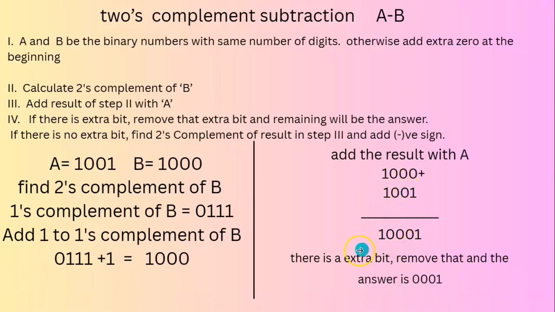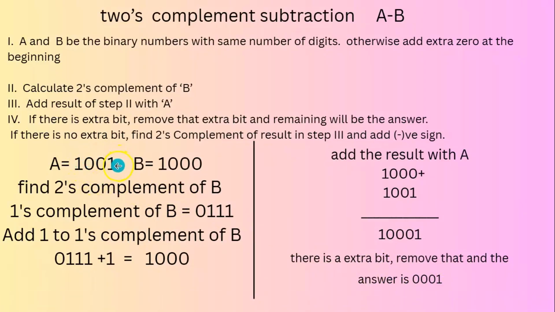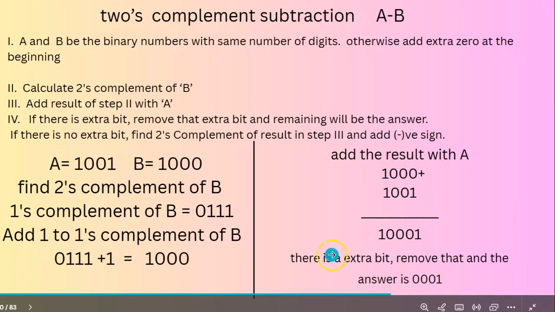Now there is an extra bit, isn't it? So you remove that and the answer is the remaining bits, that is 0, 0, 0, 1. Now let us see the decimal value of these binary numbers. The decimal value of binary number A is actually 9, and the decimal value of B is 8. So 9 minus 8 you get 1.